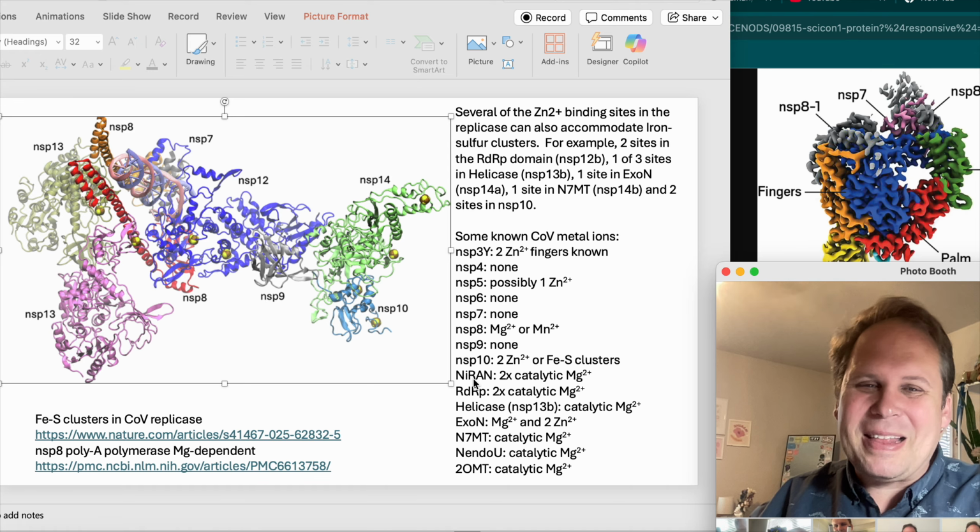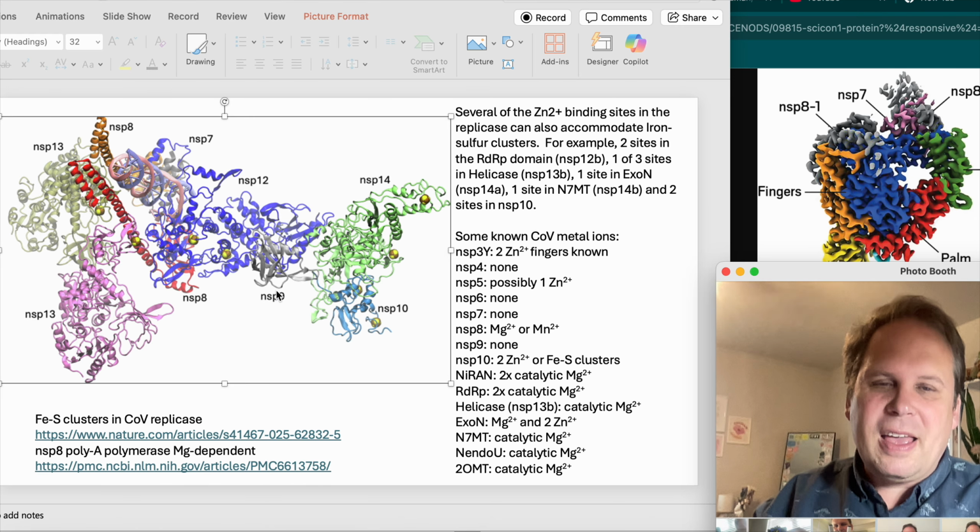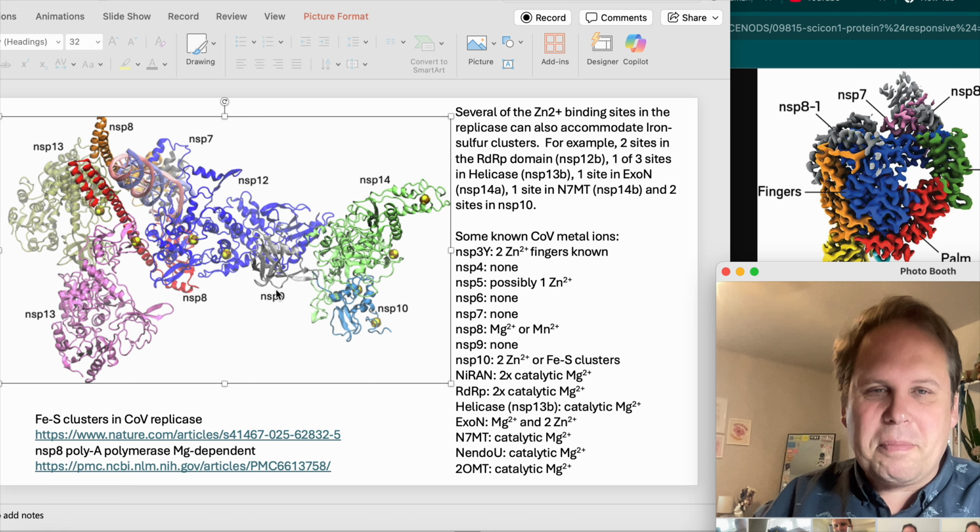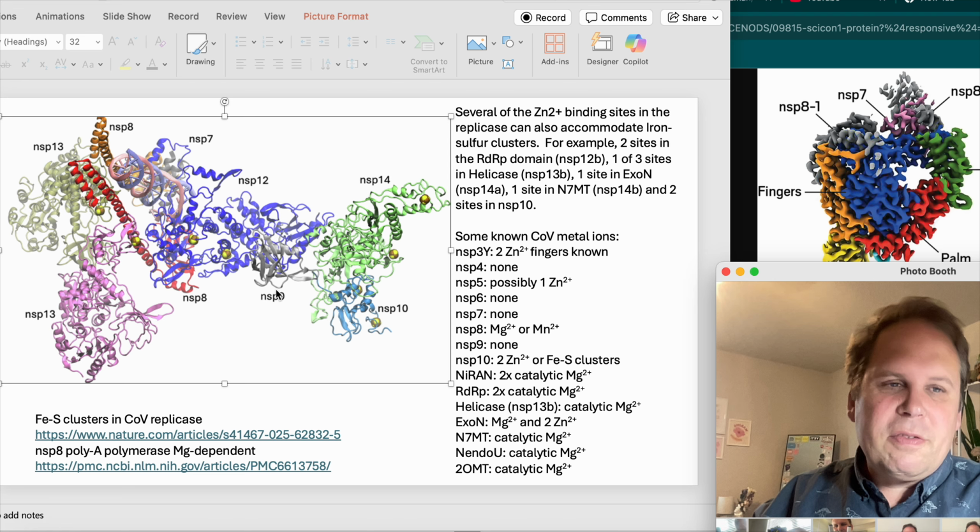The RNA polymerase has a couple of zinc binding sites that can also be substituted out for iron sulfur clusters. So that's the two that are shown with the blue domain, which NSP12 is the RdRp. And it also has two catalytic magnesiums that are going to pin the oxyanion just like they always do in polymerases. So this is going to stabilize the incoming nucleotide to allow a nucleophilic attack to actually join the nucleotides together. That's the special environment that the polymerase provides that makes catalysis possible.